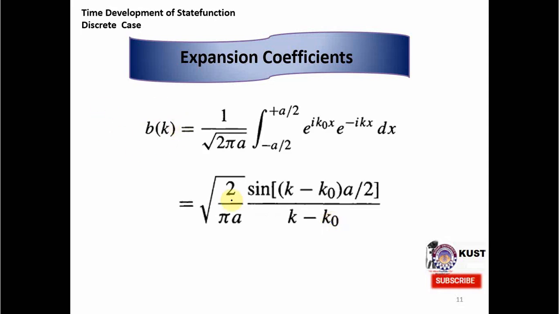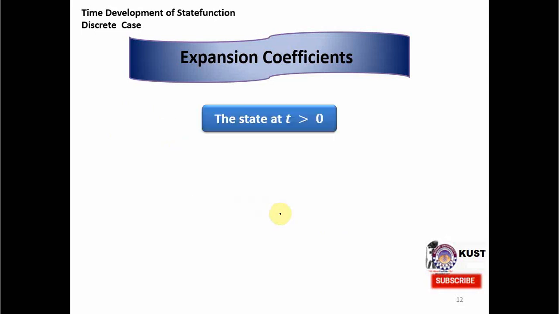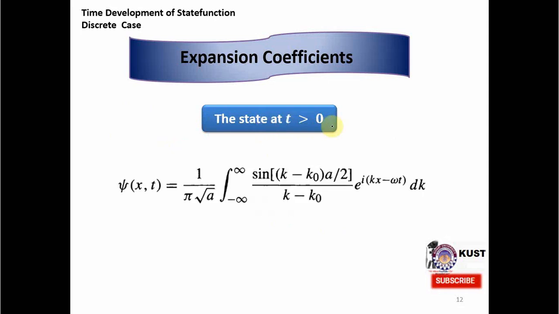From these coefficients we are now able to calculate the probabilities. So now the state at a later time t, that is t greater than 0. The initial state we already know and have calculated the probability in it, but now we want to know the state at later times. For later times, as you all know, ψ(x,t) is related to the initial state, with the evolution operator acting on ψ₀ producing this one.